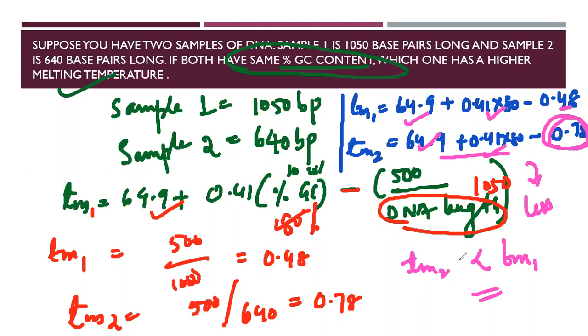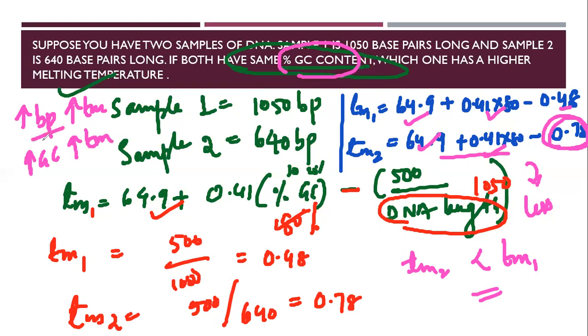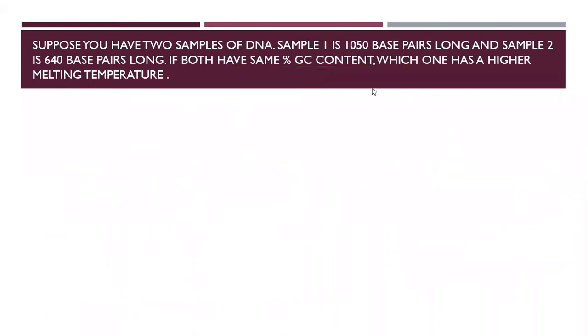The other method is that the higher the base pair, the higher the melting temperature. Higher the GC content, higher the melting temperature. But here, since the GC content was the same, we need to focus on the base pair now. So if you have a higher percentage of GC or a higher length of base pair, the melting temperature is going to be high for that particular sample. Is it clear now? Yes, ma'am. Okay, so let's move on to the next question.